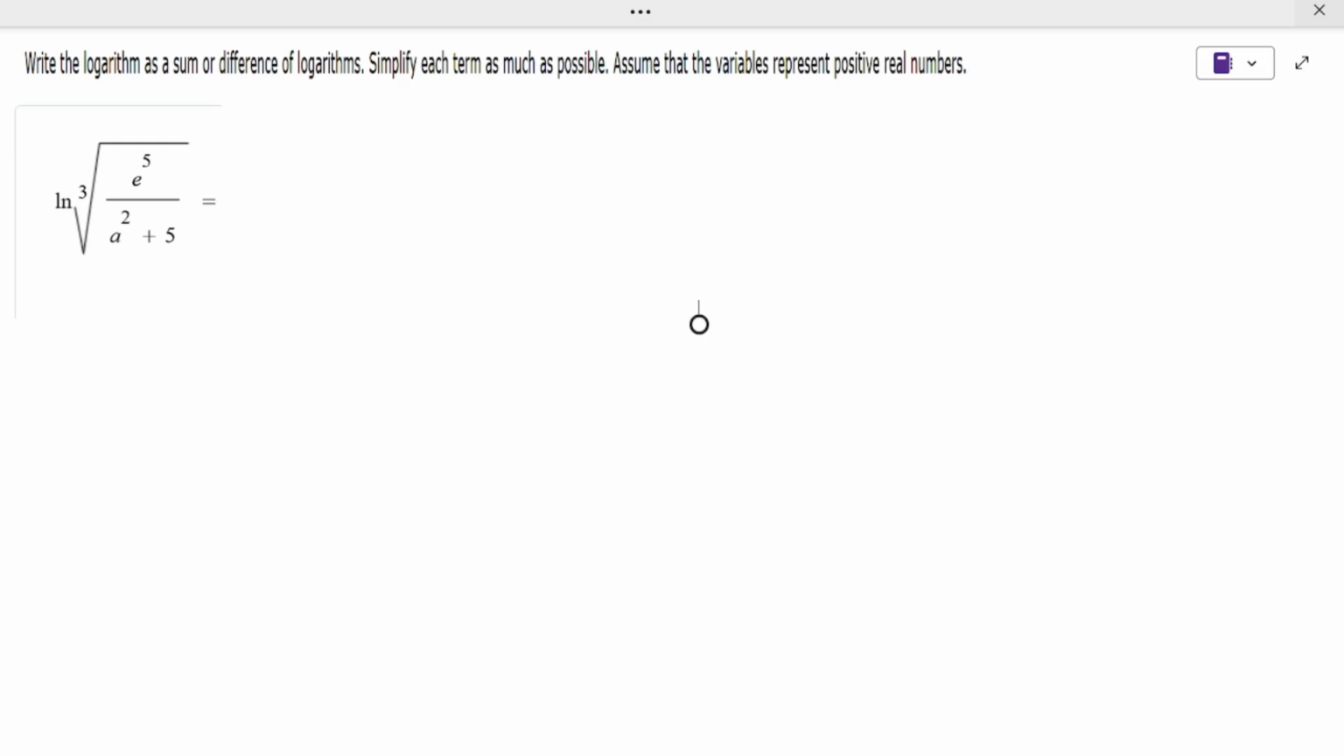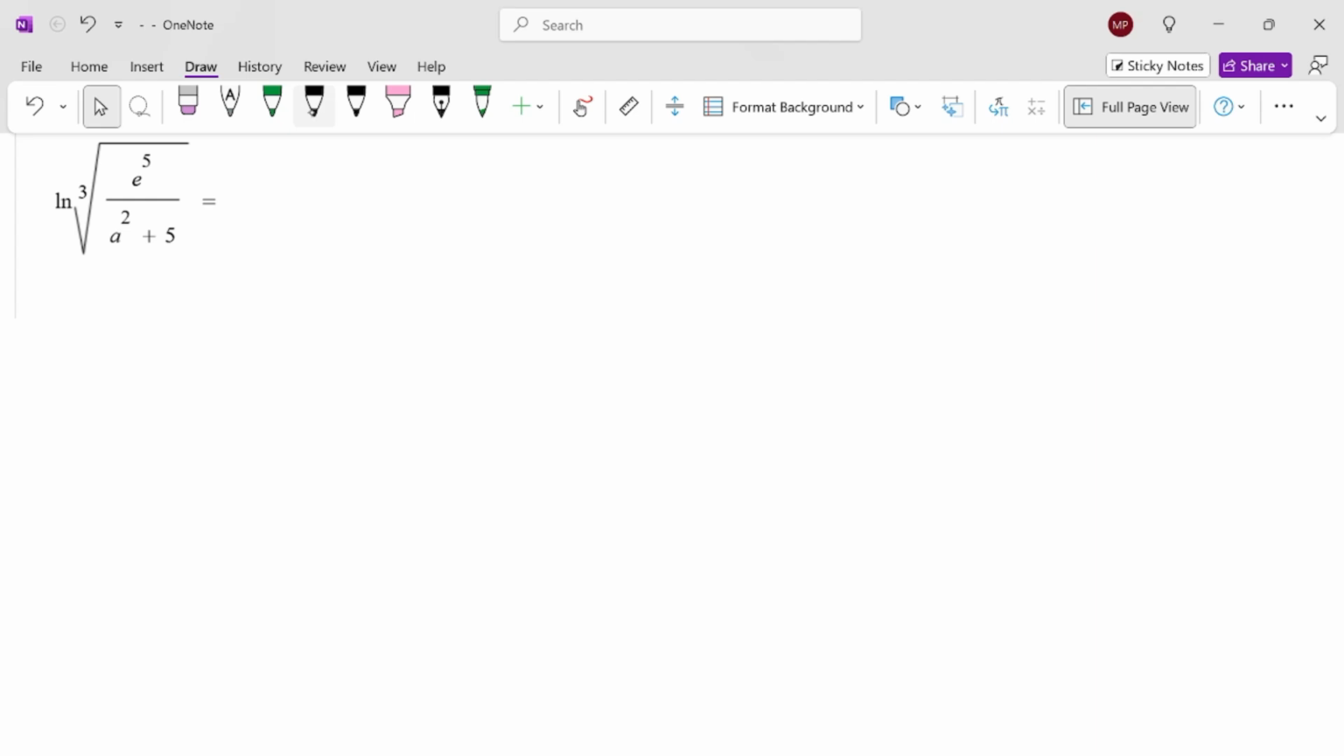Today we have this beautiful problem right in front of us, and we are told to write the logarithm as a sum or difference of logarithms, to simplify each term as much as possible, and to assume that the variables represent positive real numbers. Okay, so what shall we do first?